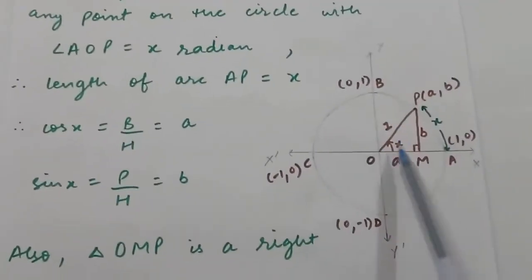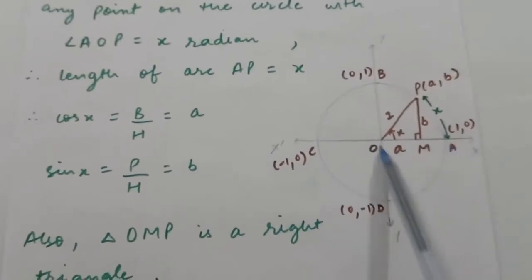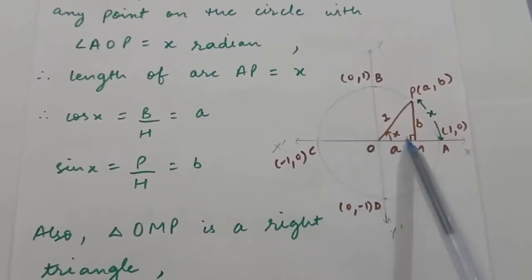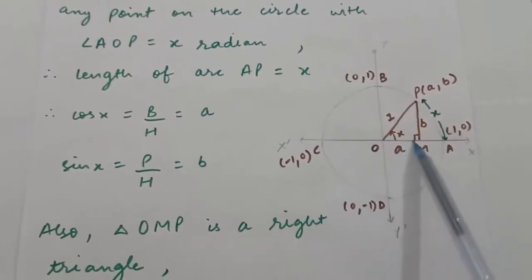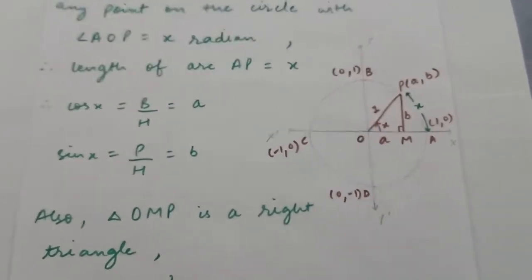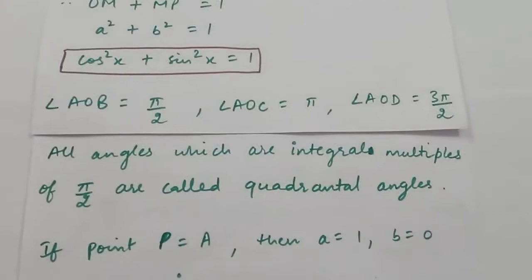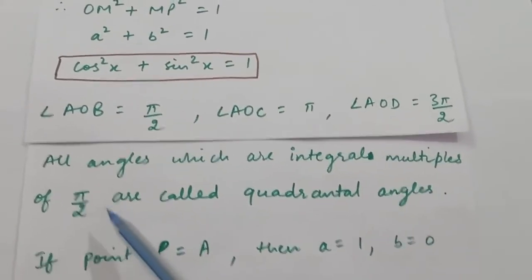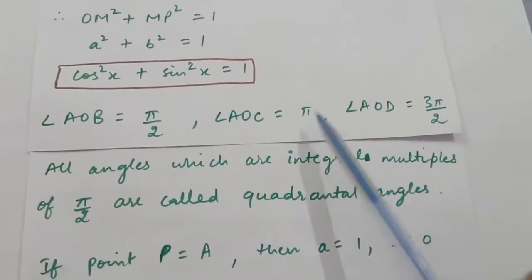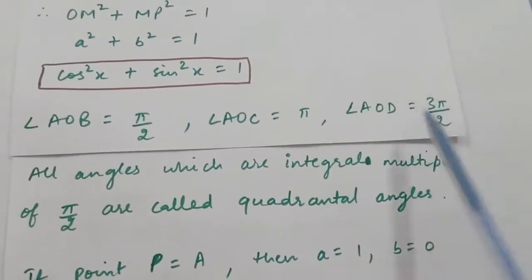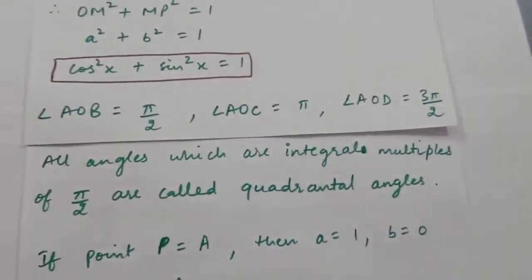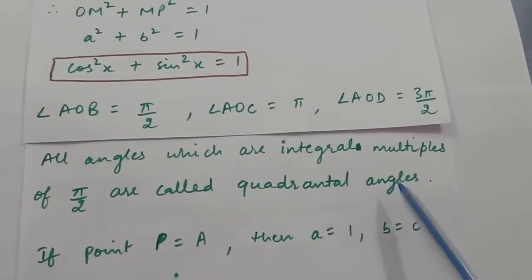And this complete angle, if we talk about AOA, that is complete revolution starting from here to here, this is the angle 2 pi, right? These angles are now integral multiples of pi by 2. This is pi by 2 into 1. This is pi by 2 into 2. This is pi by 2 into 3. So those angles which are integral multiples of pi by 2 are called quadrantal angles.